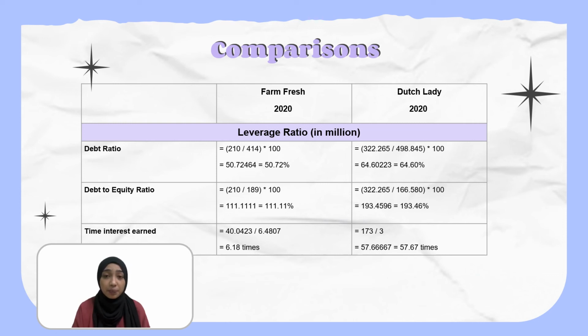193.46% for Dutch Lady. For both companies, the amount of liability is higher than its equity. Both companies are at risk of not being able to settle off their debts. As for time interest earned, Dutch Lady has more ability to meet interest payments from its operating profits as compared to Farm Fresh, with values of 57.67 times and 6.18 times respectively.